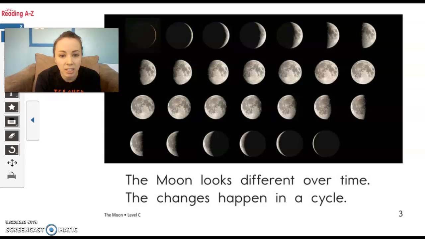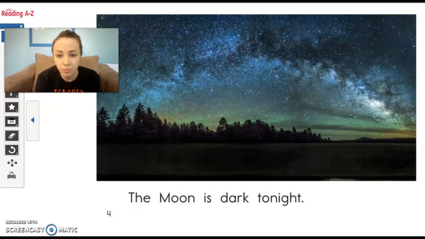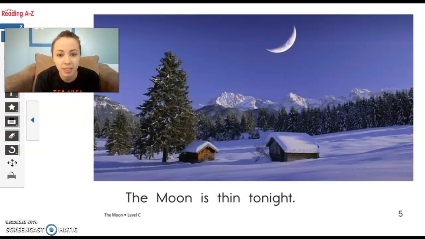Let's go through and look at some of the pictures in our book before we start to read. I can see on this first page there are some pictures of the moon and how it looks different. It shows a whole bunch of pictures of the moon. It's a pretty night sky. Do you see a moon in that picture? I don't see one, but I see lots of stars. Very pretty. Right, there's a moon.